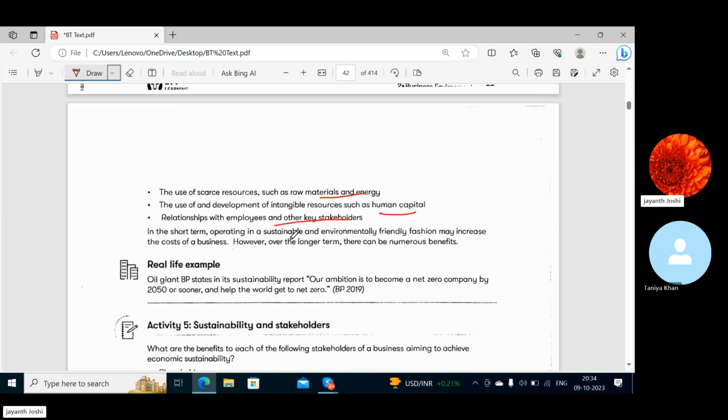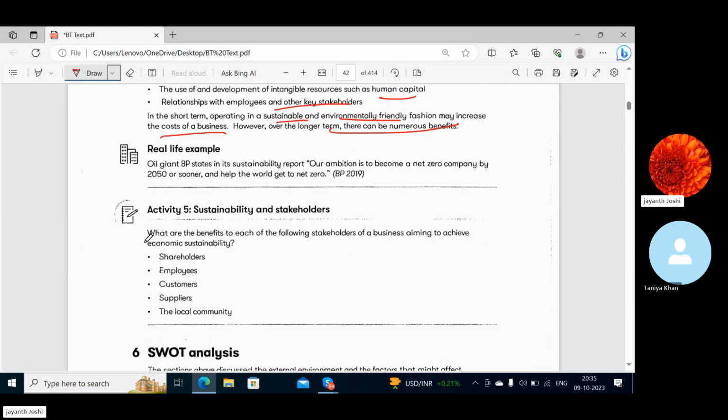In short, operating in a sustainable and environment-friendly fashion may increase the cost of a business. Yes, we understand everything is very costly. If you want to maintain everything very clean, sustainable, environment-friendly, then you have to spend a lot of money for that. In the short term, it may incur cost for you, but in the long term, you may get very good benefits out of it, right? That may increase your reputation in the market.